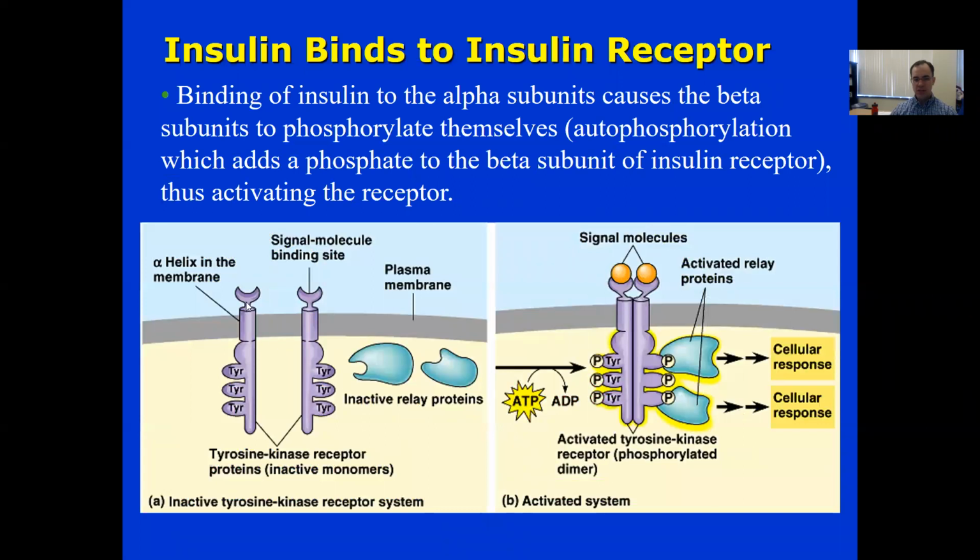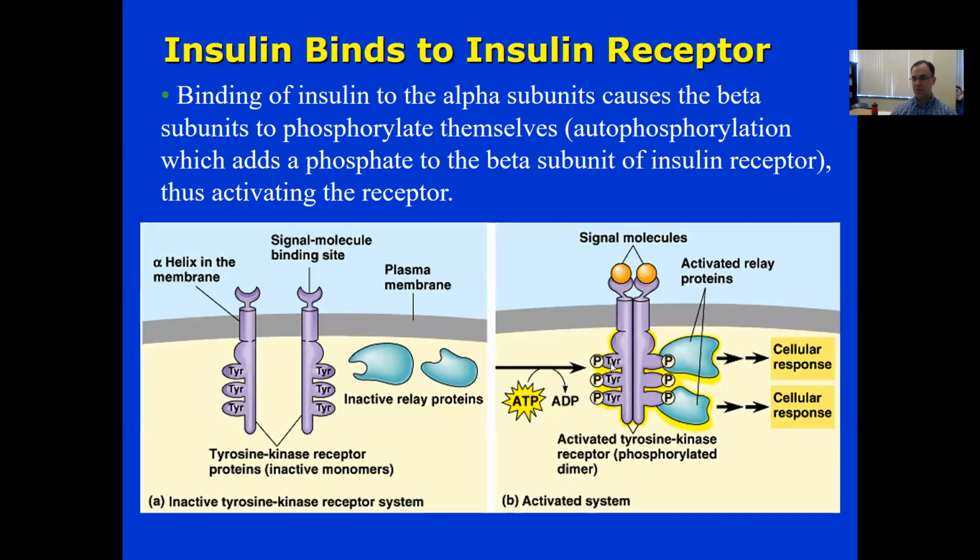So you have an alpha subunit and then a beta subunit. And again, here is the alpha subunit, and here is the beta subunit, and here is the plasma membrane. And how this works is that insulin is going to bind to the alpha subunit, and then that is going to cause an autophosphorylation of the beta subunit. And autophosphorylation simply means that a phosphate is added to something. In this case, a phosphate is added to the tyrosine.